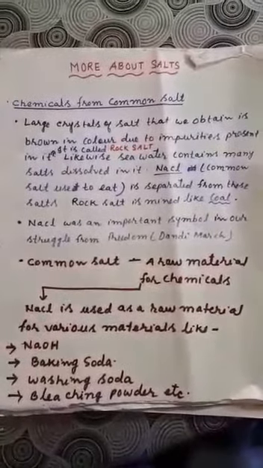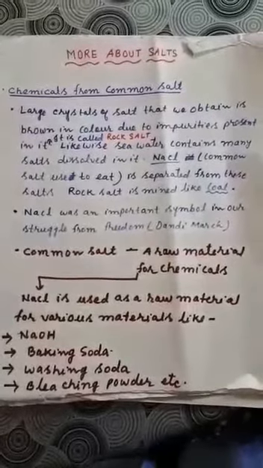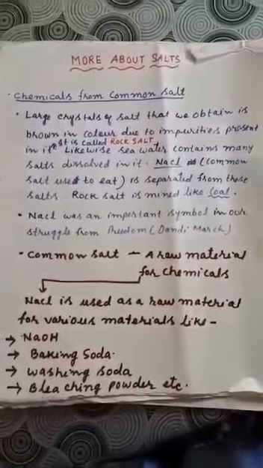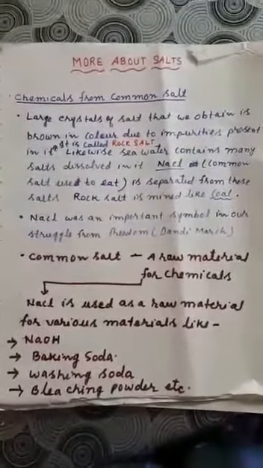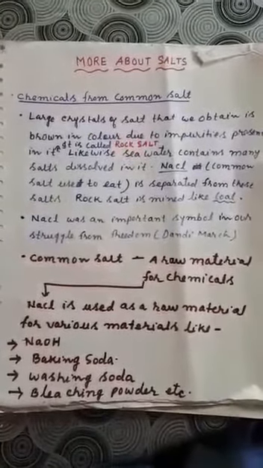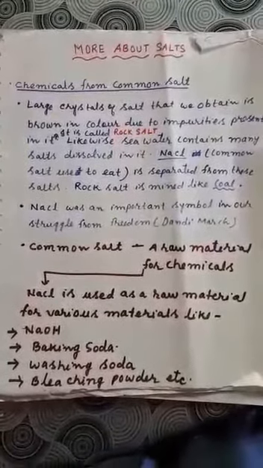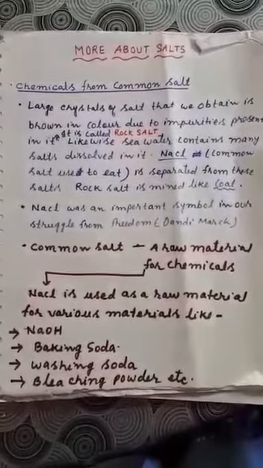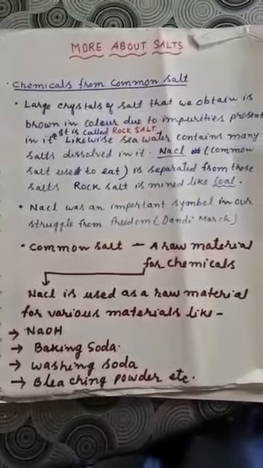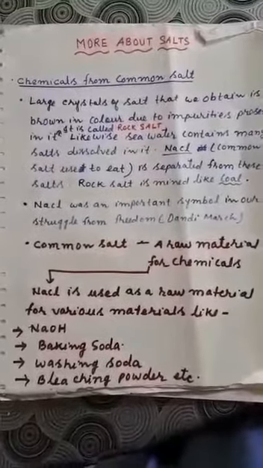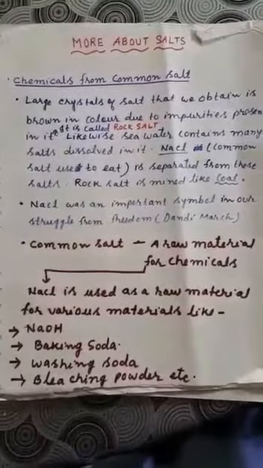Now, do you know that sodium chloride was an important symbol in our struggle for freedom? Now we will learn about this common salt, that is sodium chloride, and it is used as a raw material for various chemicals. Sodium chloride is used as a raw material for various materials like sodium hydroxide, baking soda, washing soda, bleaching powder, etc. So we will learn in detail about them and their uses also.